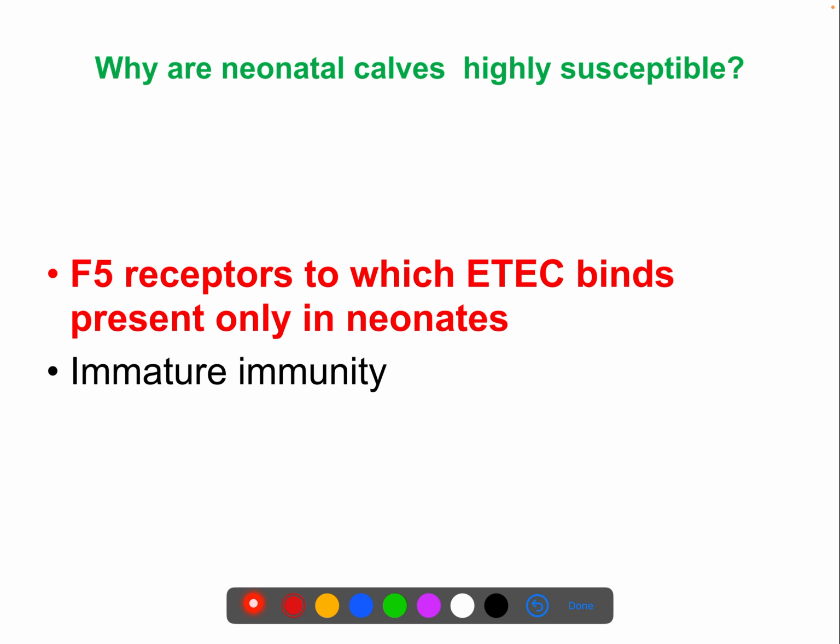The question arises, why are neonatal calves highly susceptible? Neonatal calves are uniquely susceptible for two main reasons. First, K99 or F5 receptors are present only in newborn calves and disappear with age. Second, calves are born agammaglobulinemic. They don't have any antibodies in their blood and rely entirely on colostrum for passive immunity. Failure of passive transfer is therefore a major risk factor for ETEC calf diarrhea.